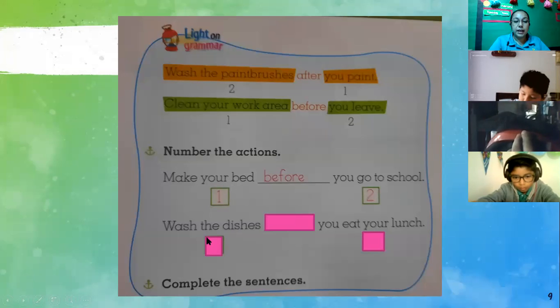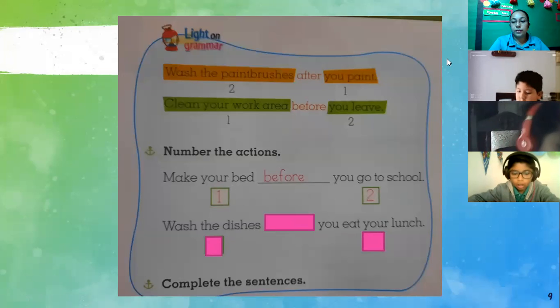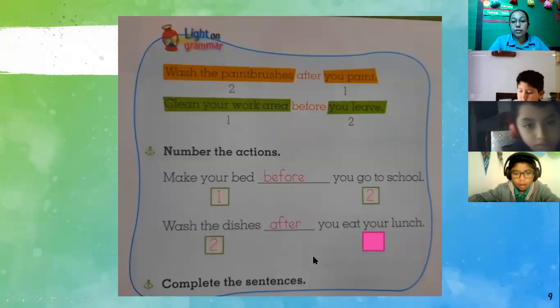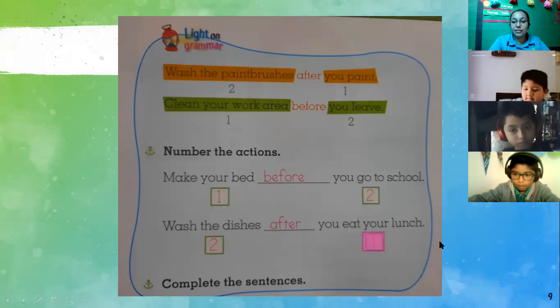Okay. Excellent. Let's see. Wash the dishes before or after you eat your lunch. Okay, Carlos Cornejo. Wash the dishes before or after? After you eat your lunch. Exactly. Wash the dishes is the first action or the second action? The second action. Exactly. And you eat your lunch is the first one or the second? First one. Okay, first action, obviously. Excellent.